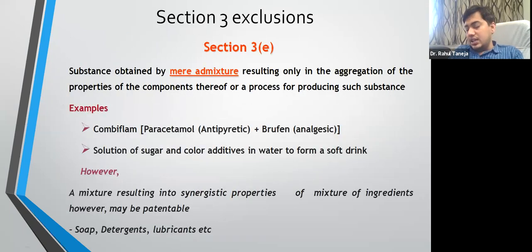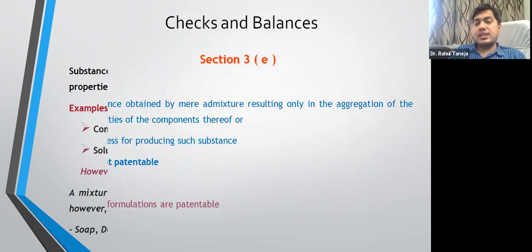Section 3E, admixture and mere admixture. Suppose you have two compounds, compound A which shows antipyretic activity and compound B which shows analgesic activity, and you have combined both compounds A and B. So now A and B are showing antipyretic activity and analgesic activity. Such things cannot be granted as a patent application because they are doing their own work and their own activity. But if they are showing some synergistic effect, then you can approach for the patent application.